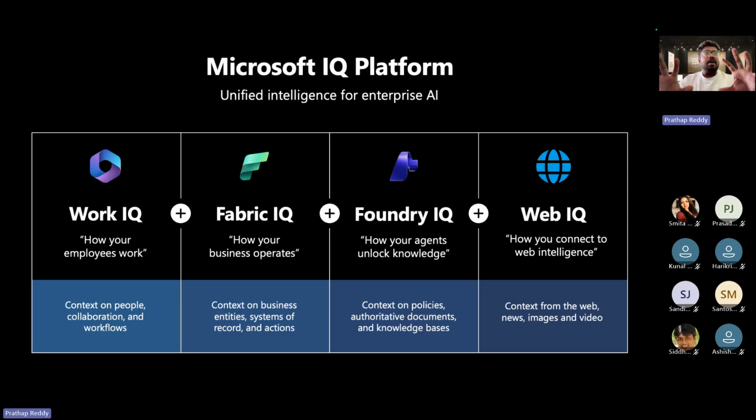Microsoft IQ is a platform for unified intelligence for enterprise AI. This unified intelligence is mainly settled into four different layers: Work IQ, Fabric IQ, Foundry IQ, and Web IQ. Work IQ mainly handles how your employees work, everything related to that. For example, I'm working at Sulavamia, so whatever information is related to me and my enterprise, employer data, everything falls under this Work IQ.